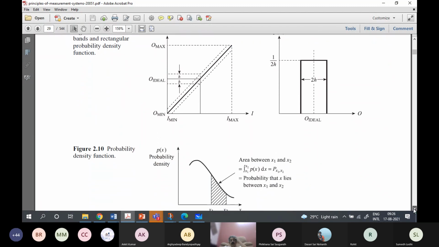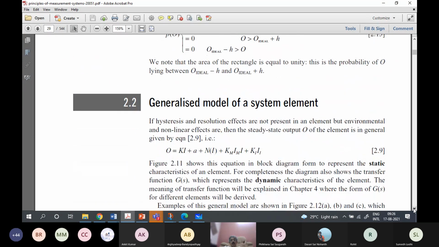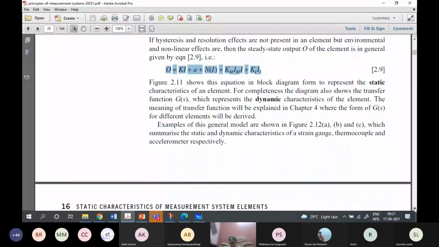Now we come to another point. That point is that we are now familiar with this model of an instrument. But sometimes what happens is that these instruments are manufactured, right? So when a data sheet is given, it is not given for one specific instrument. It is given for a class of instruments which is manufactured.